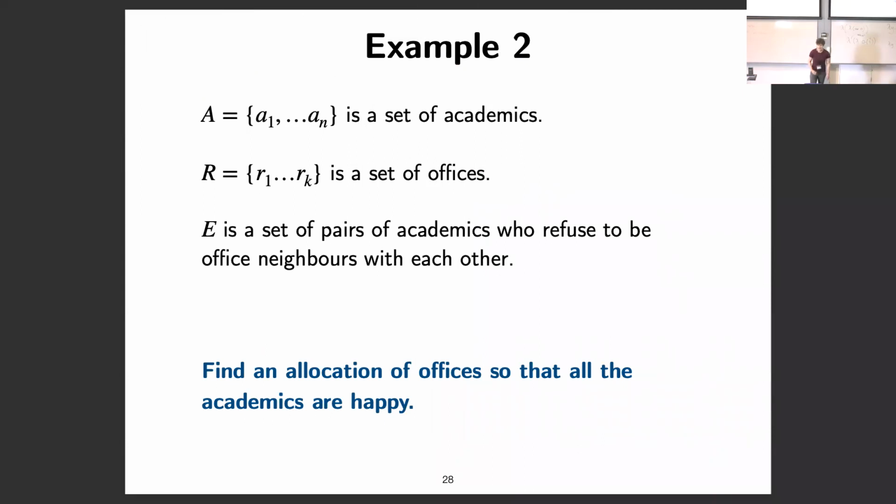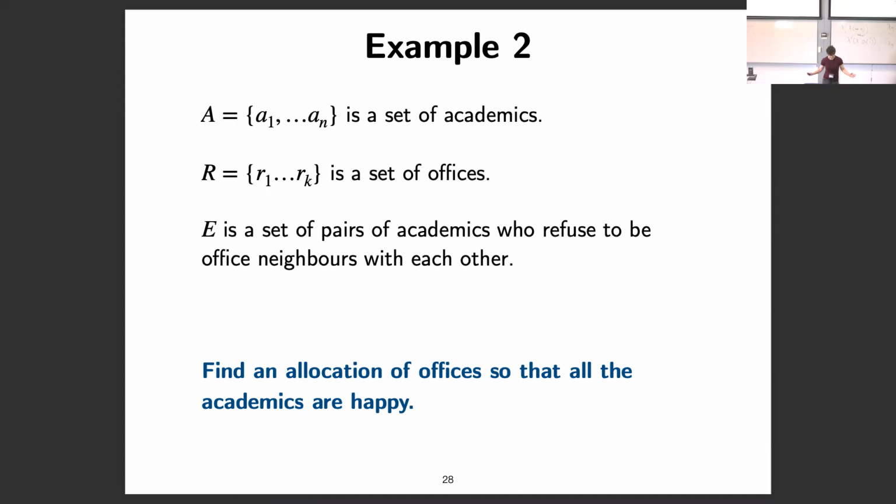So I want to encode this as a formula. Oh, I'm also adding the requirement that two professors won't share an office. I just assumed that's the default opinion of all of the professors. I will not share an office.